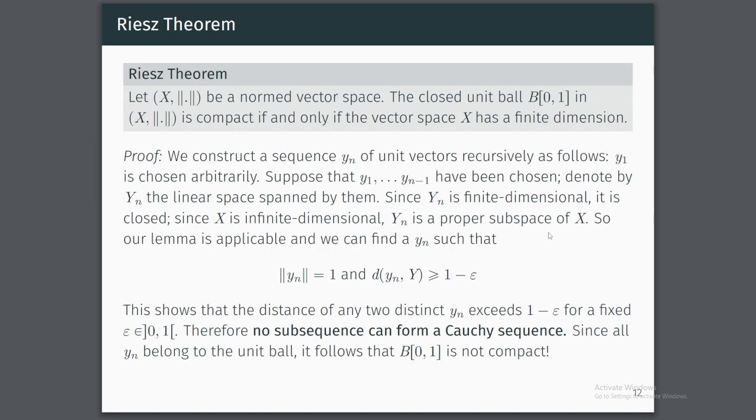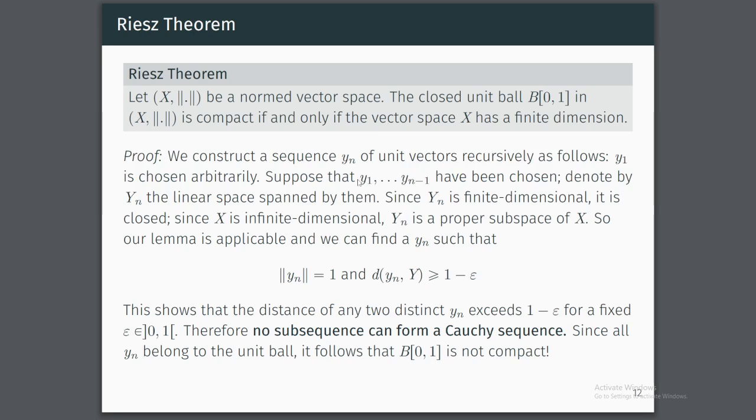So now, equipped with this knowledge, we're going to prove Riesz's theorem essentially, not to be confused with the Riesz representation theorem, of which there are quite a few actually. But essentially, if X is a normed vector space, the closed unit ball is compact if and only if the vector space has finite dimension. Okay, and here's what we're going to do. We're going to construct this essentially explicitly, or I should say inductively.